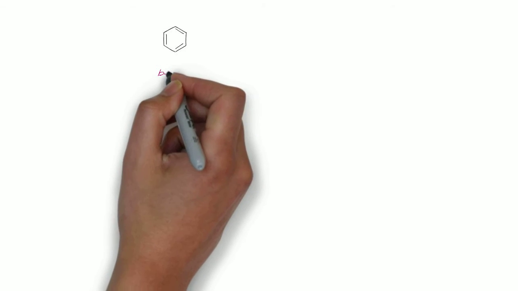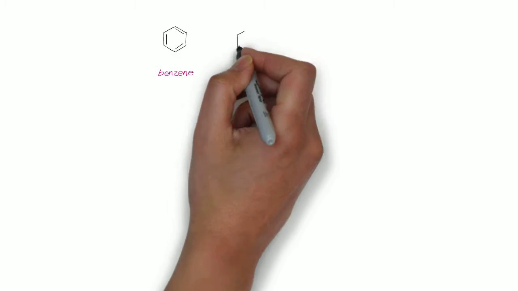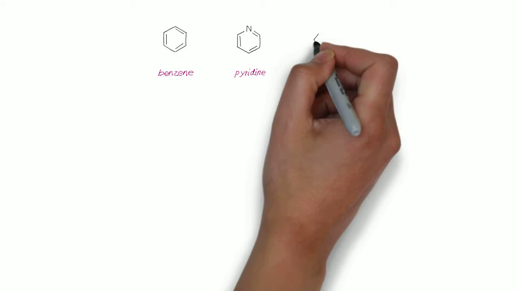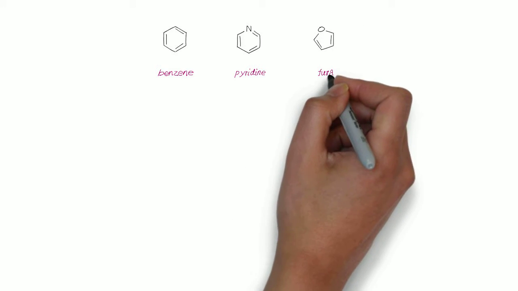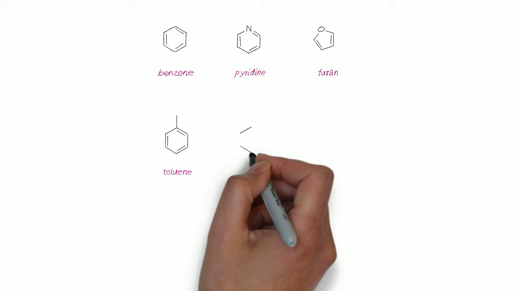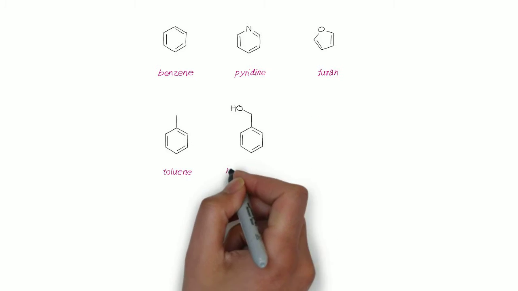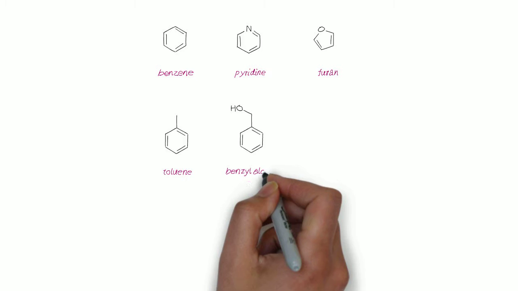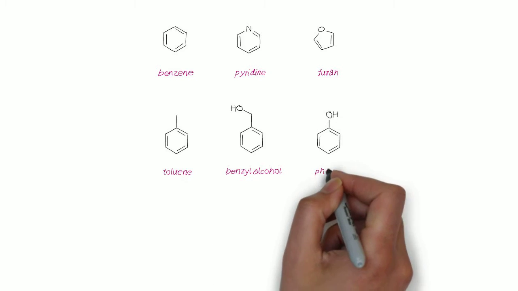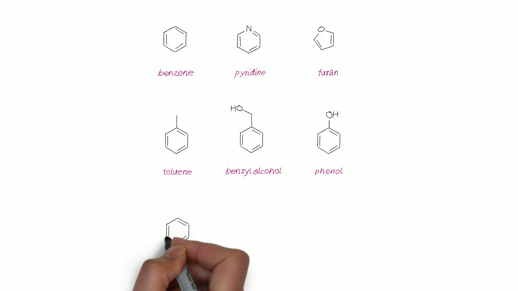If I take out a CH in benzene and substitute it with a nitrogen, I get Pyridine. And a 5-membered ring involving an oxygen, which is also aromatic, is called Furan. If I substitute benzene with a methyl group, the trivial name for that is Toluene. And if I substitute with a hydroxymethyl, Benzyl alcohol. Or an OH, Phenol. Paraxylene has 2 methyl groups arranged opposite each other, which is para.